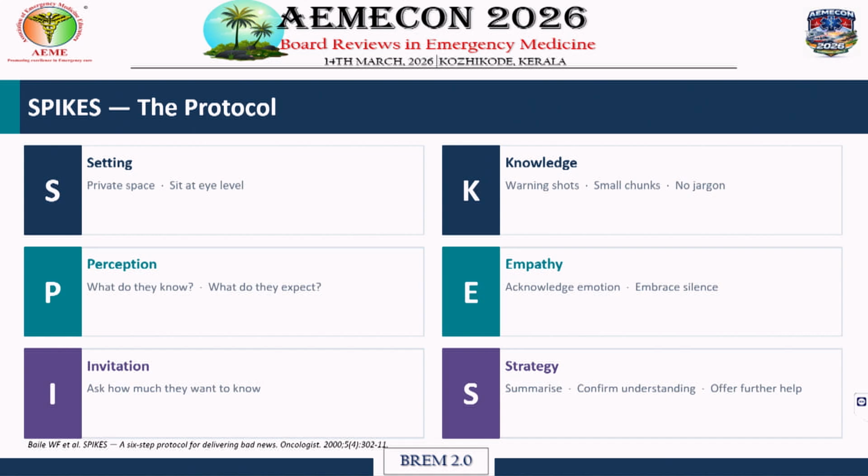We always say, he is no more. This is a commonly done thing whenever we are trying to explain death. But we want to make sure that we are using direct words here. Another is small chunks. Give them information. Maybe after each 3 lines, you check back whether they've understood. Do not use medical jargon. Then demonstrate empathy throughout the communication.